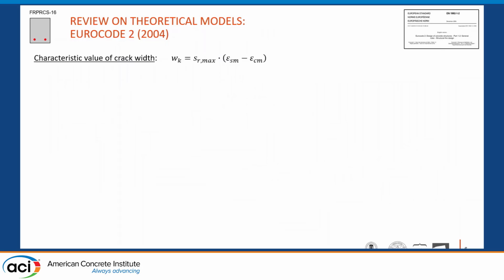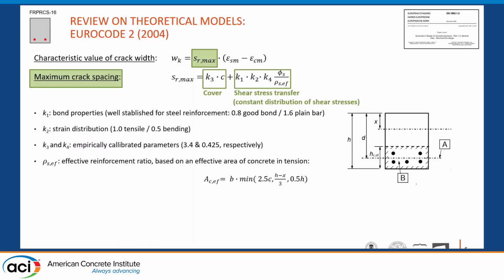In Eurocode 2, as I said, the characteristic value for the crack width is the crack spacing times the mean strain difference. The maximum crack spacing can be mechanically derived, but in this case we have two terms. One term accounts for the effect of concrete cover, that is the first one, and the other term is the one that we can obtain from equilibrium. In this equation, there are several factors, but in fact they correspond to the previous slide. So for the bond properties, usually for steel we have good bond properties, so this is 0.1.